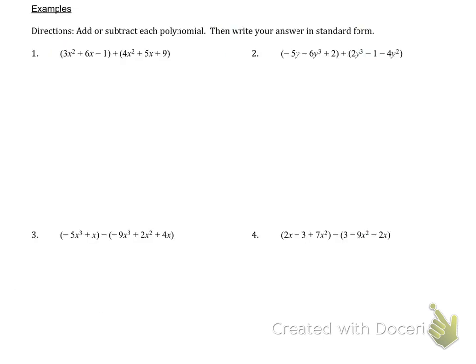Let's try some example problems. The directions state: add or subtract each polynomial, then write your answer in standard form. So looking at number 1, first all I'm doing is adding these two polynomials together, which is just like combining like terms. So here I have a 3x squared, a 4x squared. If I combine those, 3x squared plus 4x squared is 7x squared.